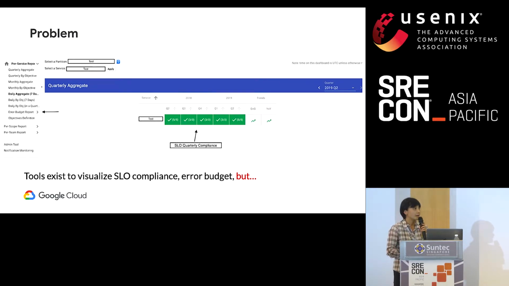First, let's look at the problem. How many of you have seen our dashboard for SLO compliance similar to this? Some of you. This dashboard is very useful to look at error budget and aggregated SLO compliance data. The example over here, you can see the daily or quarterly aggregated data for SLO compliance. So what's the problem? We have a very useful dashboard for SLO compliance alone.